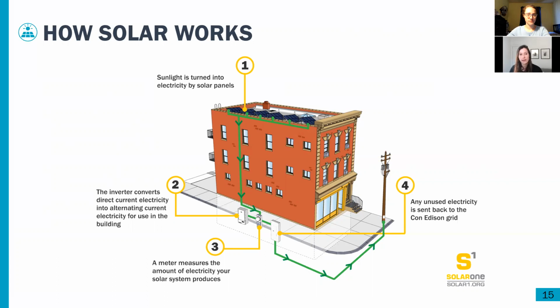That way, at times of day or times of the year when the panels aren't producing as much electricity, so nighttime, winter, when there are shorter days, the building can draw on those credits in the Con Edison account. So the goal is, over the course of a month and over the course of a year, you size the system to generate enough electricity so that it can offset your building's consumption.